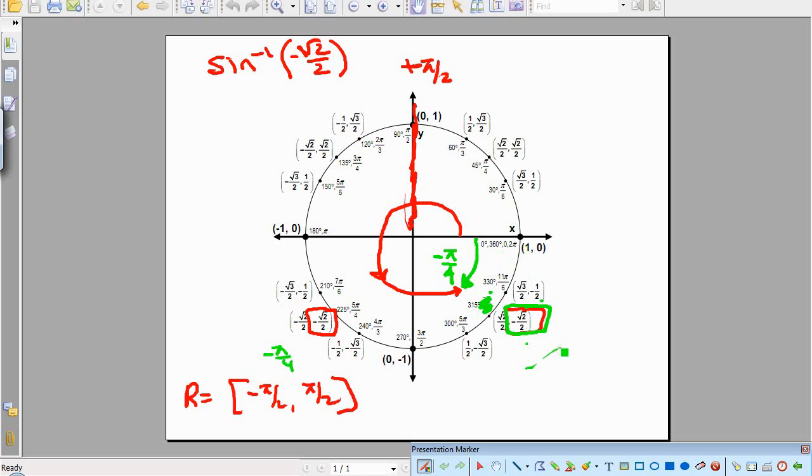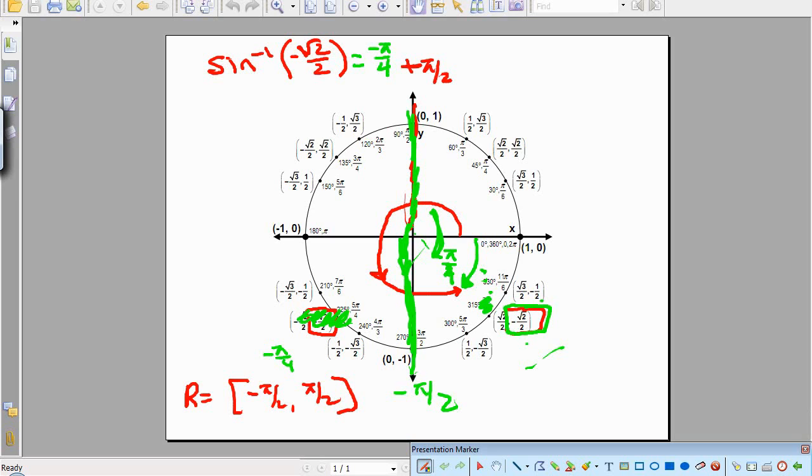That's also why I can't go beyond this line to get back to here. So this one will never even be looked at because I'm only allowed to be on the right side. I'm only allowed to be on this side of this line here for giving back answers. So sine inverse of negative radical 2 over 2 would be negative pi over 4.